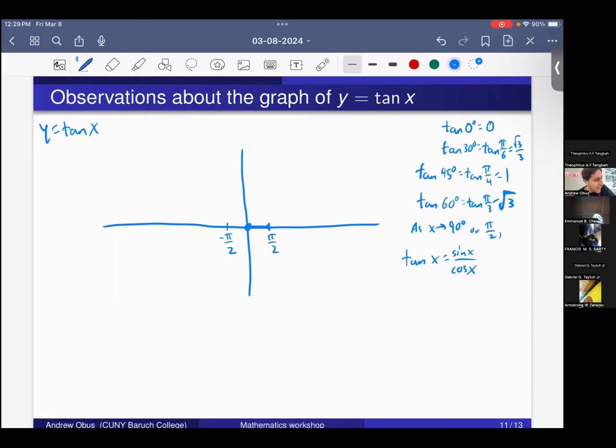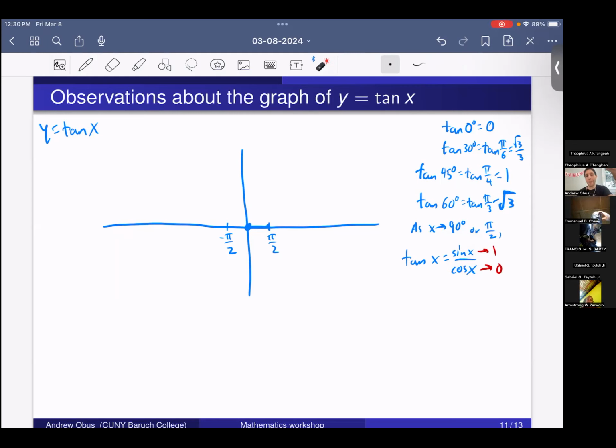Well, what happens as x is going toward 90 degrees? Well, sine of x is going to 1, and cosine of x is going to 0. So it's a fraction where the numerator is going to 1 and the denominator is going to 0. And so in the limit, what you see is that tangent actually has to go to infinity, right?